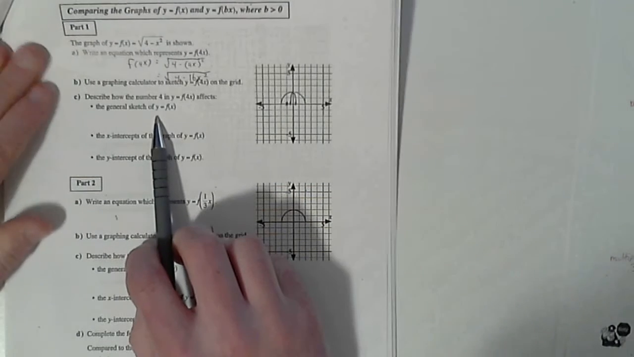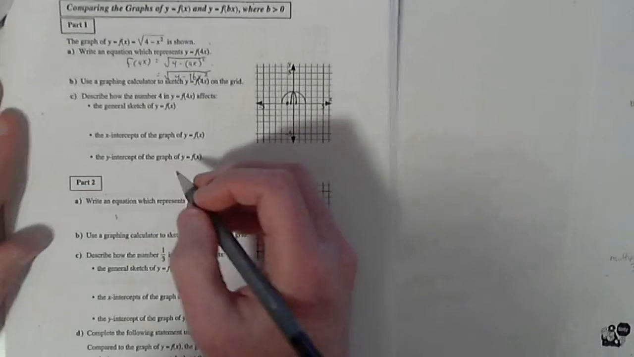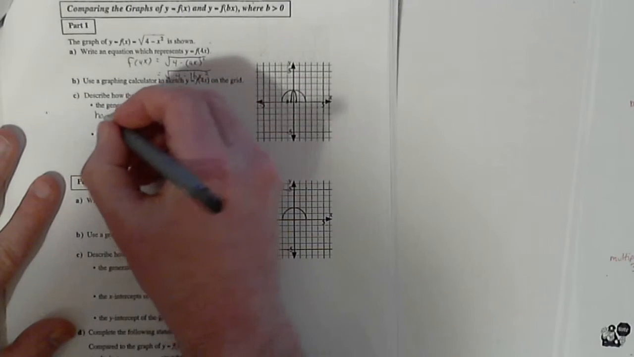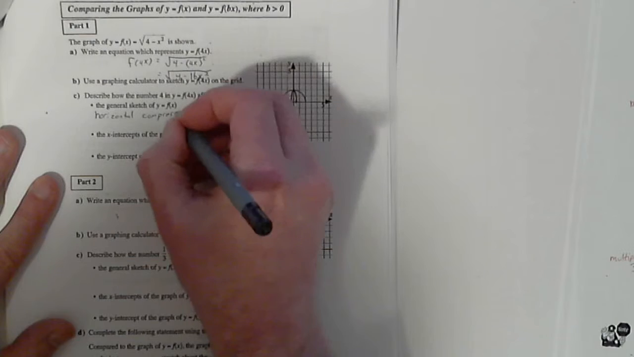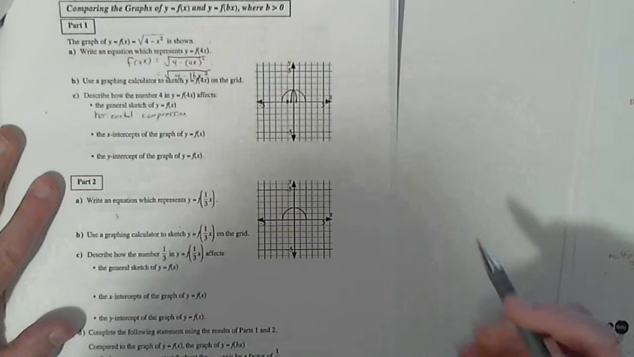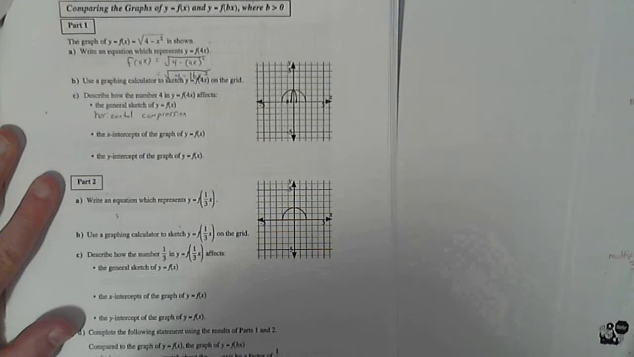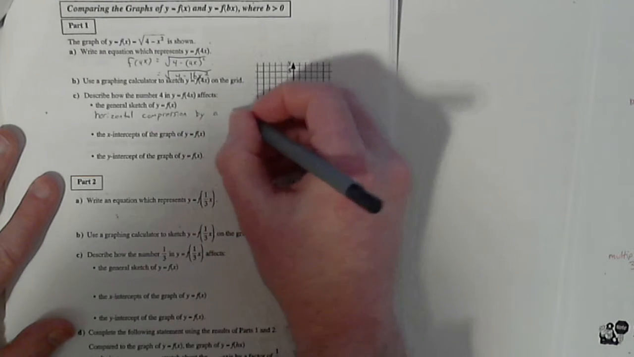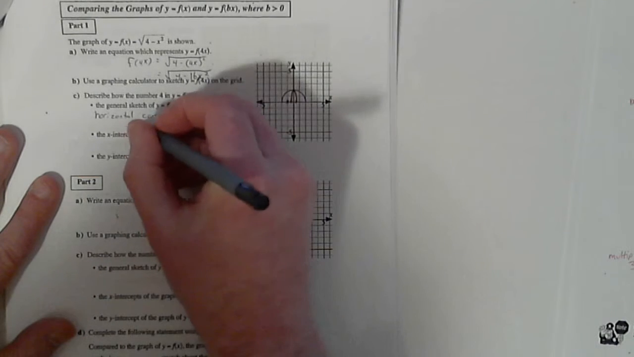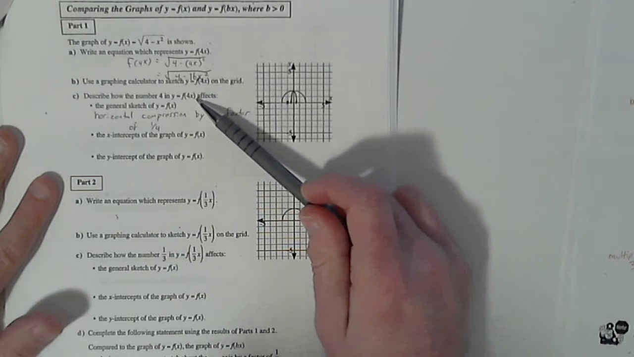Describe how the number 4 affects the general sketch y equals f of x. This is a horizontal compression. Even though it's stretched, all of them, we say stretch works both ways. Sometimes we say expansion or compression are the more specific ones. By a factor of a quarter. So all the x values are being multiplied by a quarter in this one, which is backwards to how it looks, because it's inside the function, so it's going to be backwards.